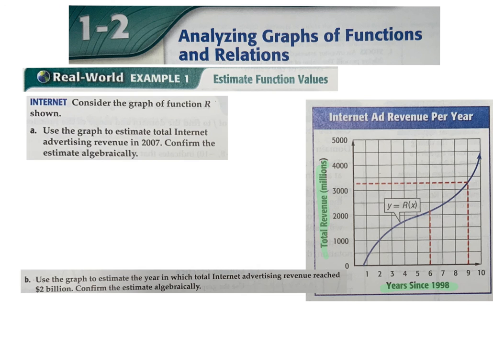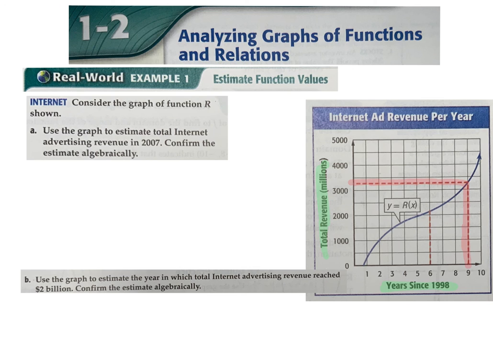So it says, use the graph to estimate the total internet advertising revenue in 2007. Confirm the estimate algebraically. All right, so they have given us the actual function, by the way. If I were to look at this graph, 2007, this tells me it's that many years since 1998. So how many years since 1998 is 2007? 9. So there's my 9. And so I would take this graph and I would go all the way up here, and I would say that's where 9 hits, and I'm going to go across, and I would say that is my estimation.